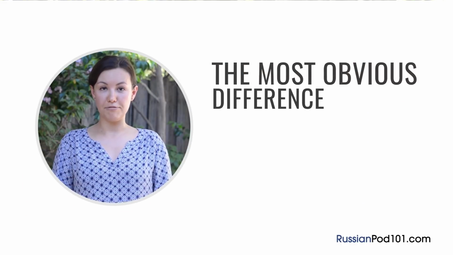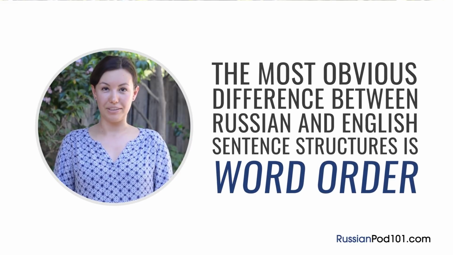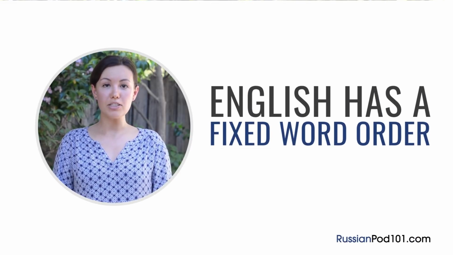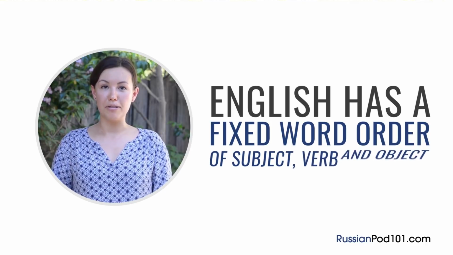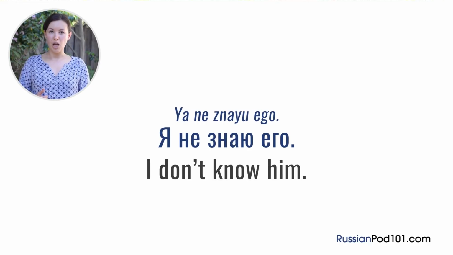The most obvious difference between Russian and English sentence structure is word order. English has a fixed order of subject, verb, and object. Russian is a lot more flexible. In Russian, you can place an object both before and after the verb.